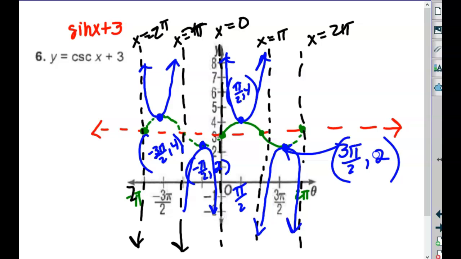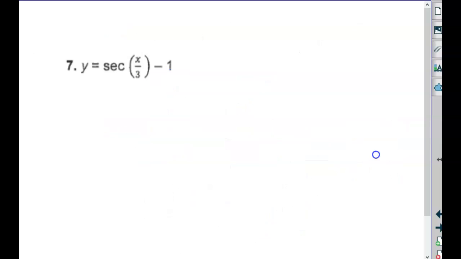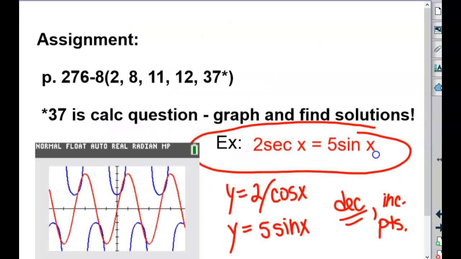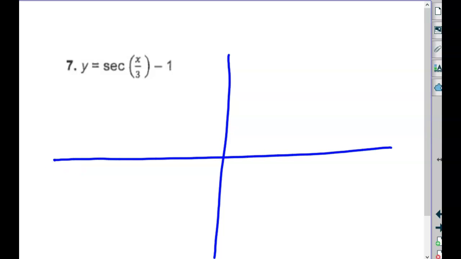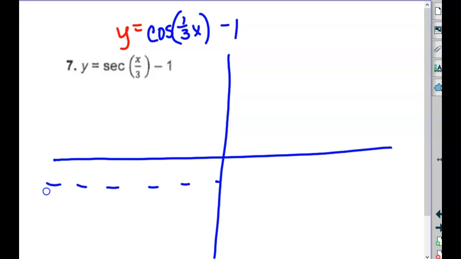Yes? All right. Ugh, there's another one? Oh, this is the last one. All right. What do you know about this one? We're going to graph cosine. Y equals, can I write it as cosine of 1/3 x? And then shifted down 1. So the midline is down at negative 1.